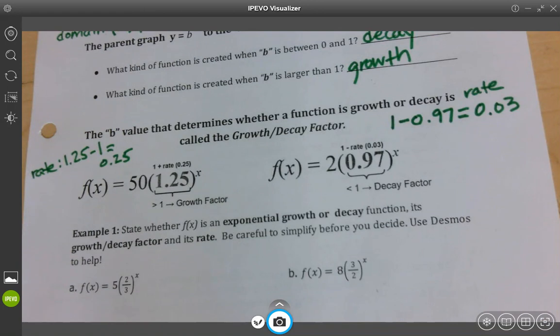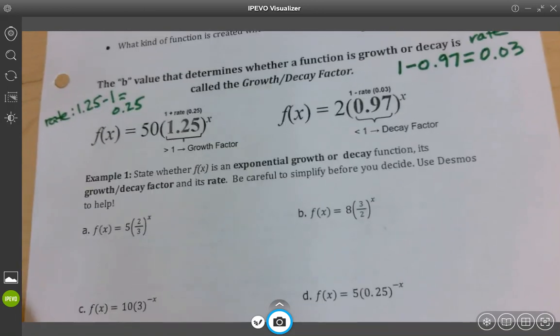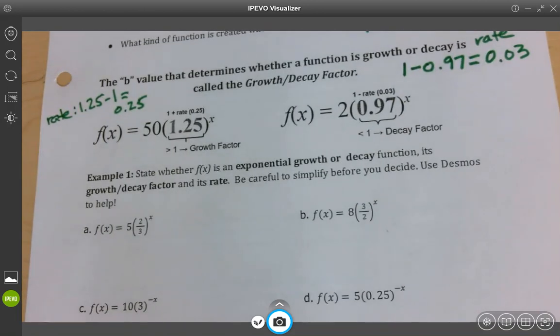So in these problems, what we're doing is we are going to identify if it's growth or decay, what the factor is, and then what the rate is. And we'll do A together. So A, what is our B value that we're looking at? Which number, the 5 or the 2/3? 2/3. Beck says 2/3. Anybody want to agree with 2/3 or give a different answer? I have one agreeing with 2/3.